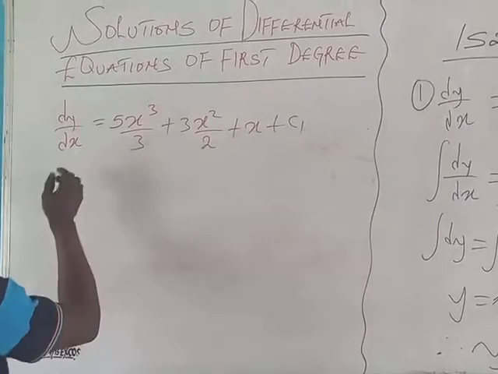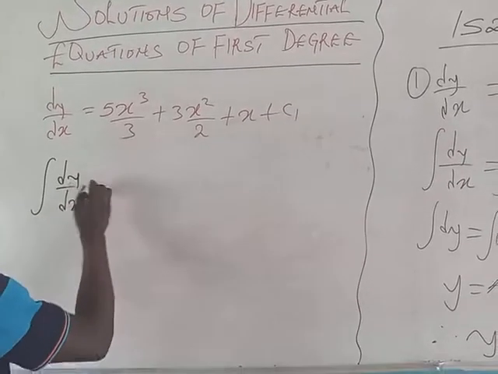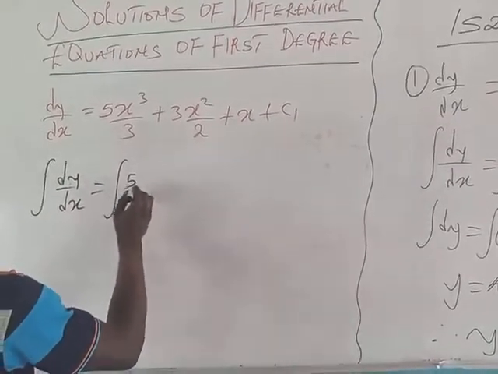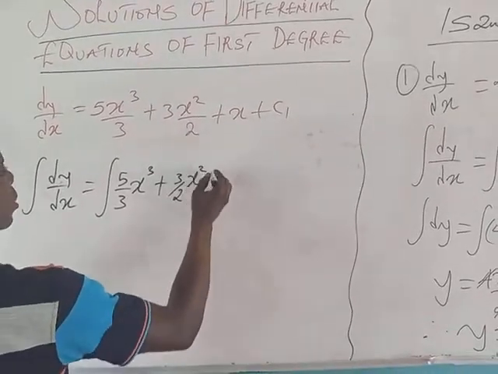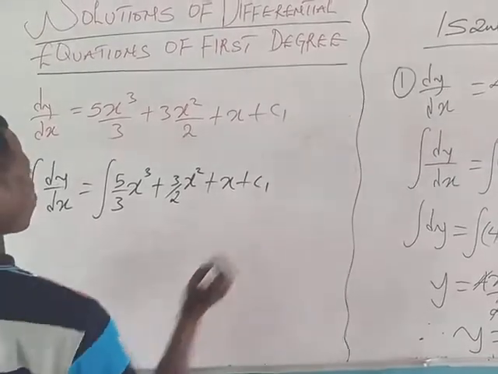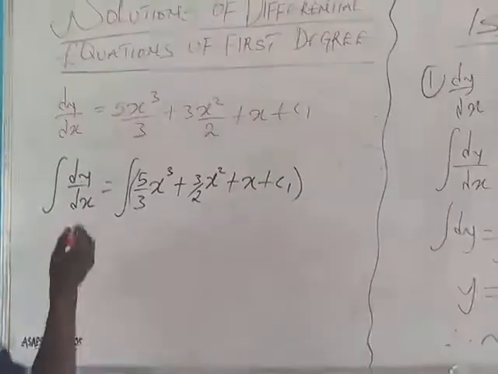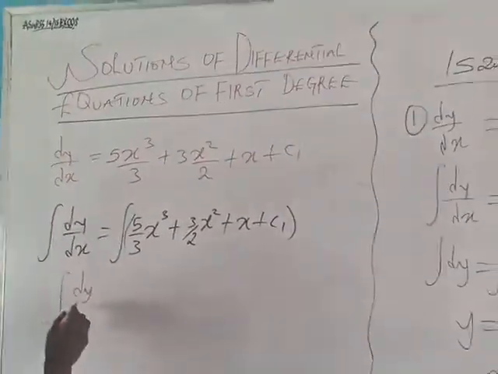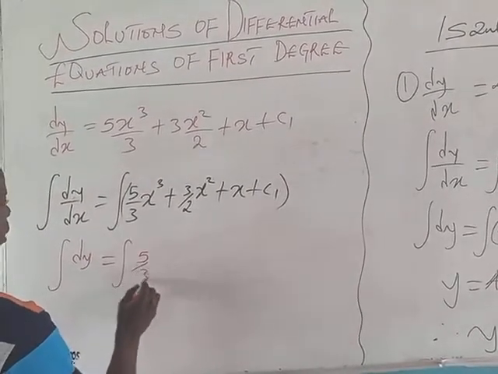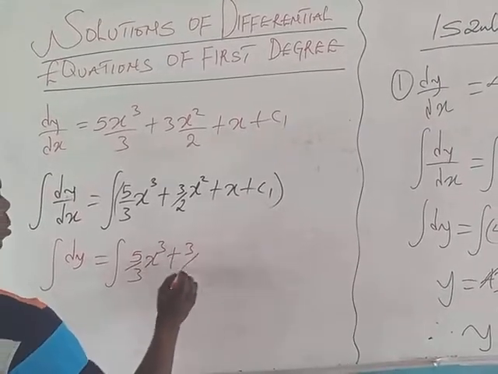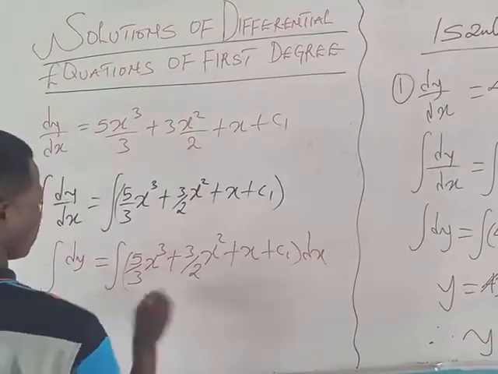We have to integrate both sides again. And when you do that, you are going to have the integral of dy/dx equal to the integral of 5 over 3 x raised to the power of 3 plus 3 over 2 x squared plus x plus c1. So let's cross multiply. We have the integral of dy equal to the integral of 5 over 3 x to the power of 3 plus 3 over 2 x squared plus x plus c1 with respect to x.